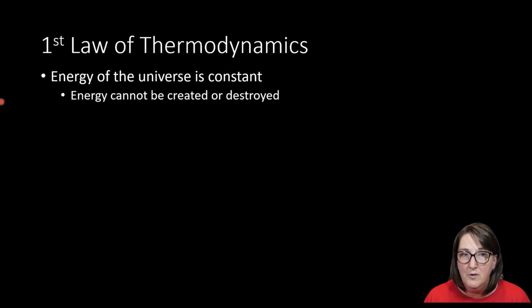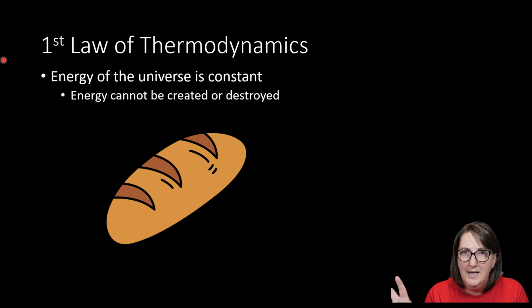So the first law of thermodynamics says that the energy of our universe is constant. This means that our energy is pretty much fixed. It cannot be created or destroyed. I cannot create energy. I cannot destroy energy. The example I used is a piece of bread. I have a loaf of bread, and if I start pulling it apart and ripping it, I can still eat it. It's still bread.